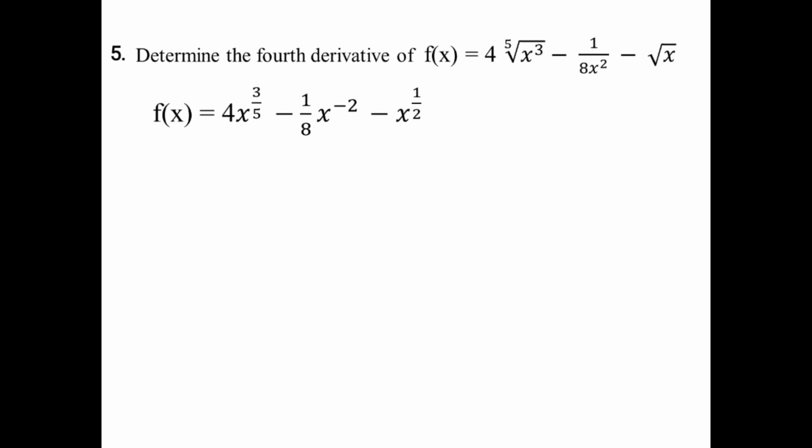For our first term, 4 fifth root of x cubed, it will become 4x raised to 3 fifths, minus 1 over 8x squared. Then we just get the constant out, so we have 1 over 8 times x raised to negative 2. And then minus square root of x, it will become x raised to 1/2 in exponential form.